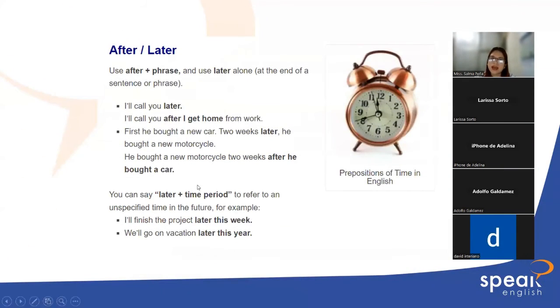Okay, before and after. After plus a phrase. And use later alone. Later should be used alone in a sentence, at the end of the sentence or at the end of the phrase. Okay, let's see this example. Larissa, help me read this. I call you later. I will call you after I get home from work. So after and later both mean después. What is the difference? After, you have to use it with a phrase like this one. After I get home, but later means después, but you have to use it alone.